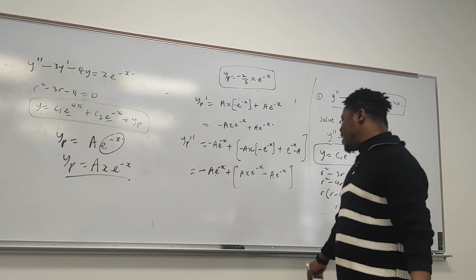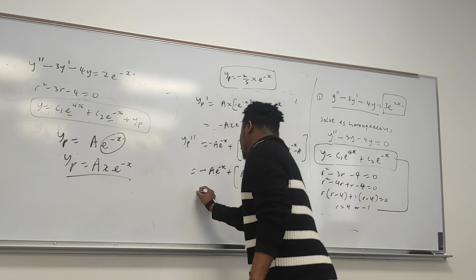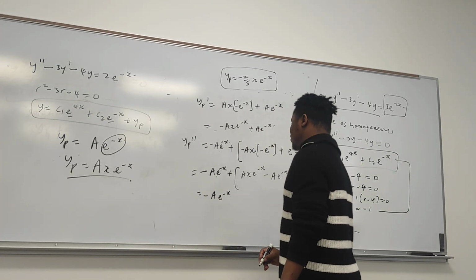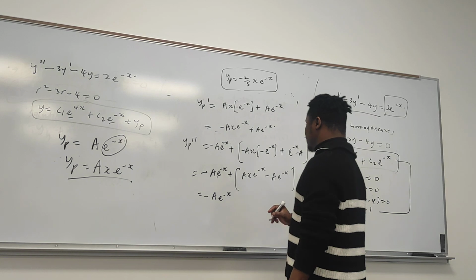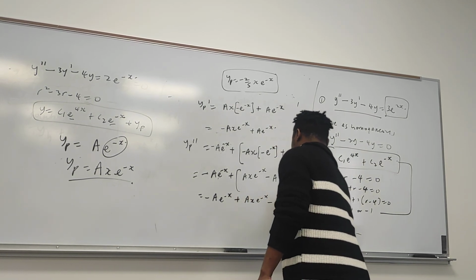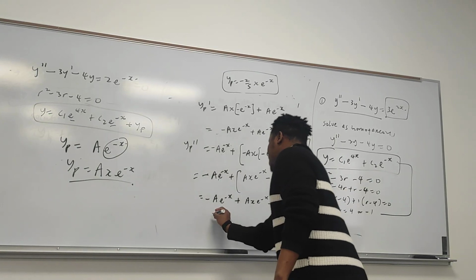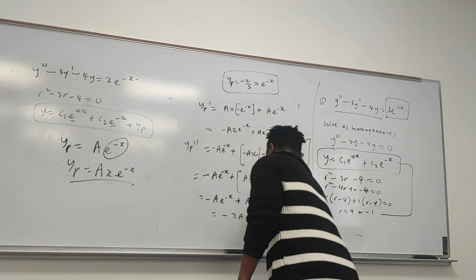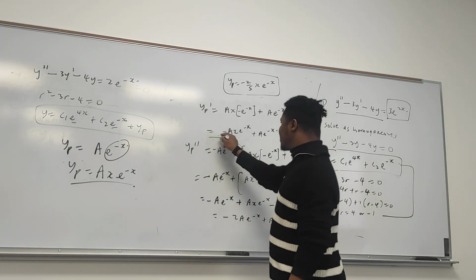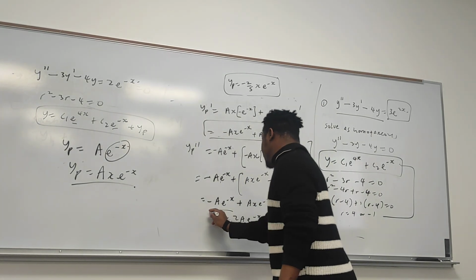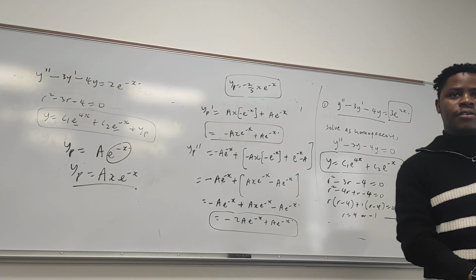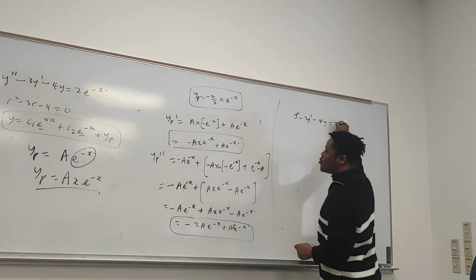But here, so that becomes negative a exponential negative x. That's not good. I'm missing something. Does anyone know what I'm missing? So that becomes minus 2a exponential negative x plus a exponential negative x. Please put up your hand if you get this as y prime and if you got this as this thing. Is that what you got? No? Yes. Plus 4y is 2e negative x.